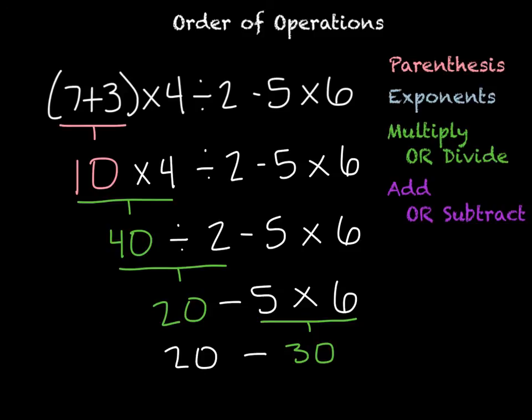So I'm looking for my last step, adding or subtracting. And so 20 minus 30 is going to give me negative 10. Okay, so I went through all those steps. We did parentheses first. We didn't have exponents, so we skipped that. Go to multiply or divide, and then the very last one was add or subtract. Hopefully you got negative 10 on yours.